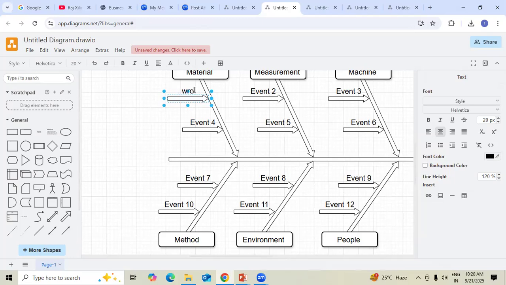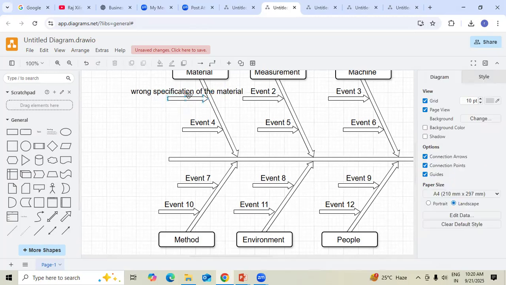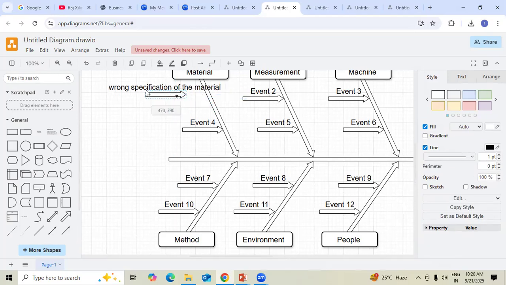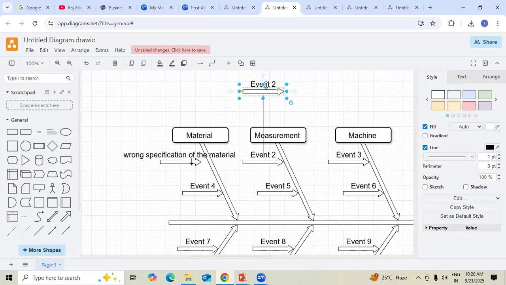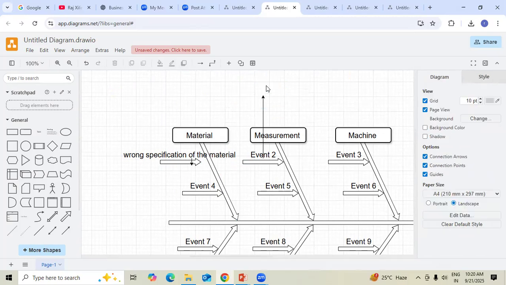For example, wrong specification of the material. I have just taken it. So wrong specification of the material is taken as the first event, as I mentioned here. This is the first event I'm taking. The wrong specification of the material may lead to the event we need to mention here. So here we need to mention the event stated that. One minute.